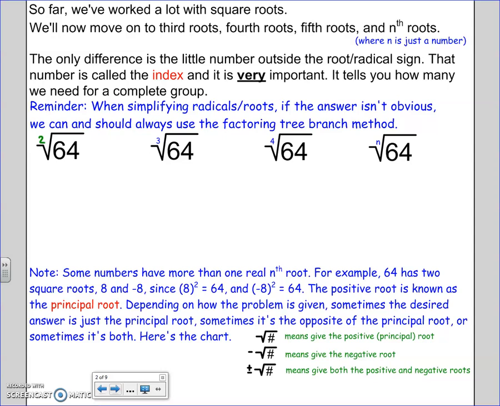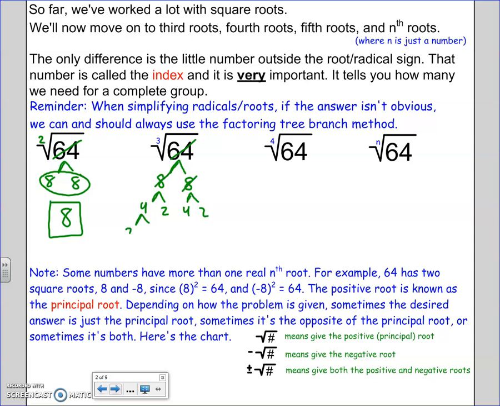So I can do the tree branch. I can say this is 8 and 8, and technically I could stop there because that's a pair. So we know the square root of 64 is 8, and there's plus or minus, but I'll leave it like that. If I do the cube root of 64, it's not so obvious. So I'm going to do the tree branch. I know it's 8 and 8, but that's not a pair. So I'm going to break it down to 4 and 2, 4 and 2.